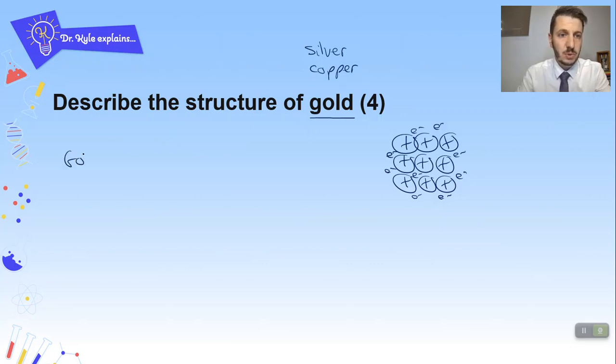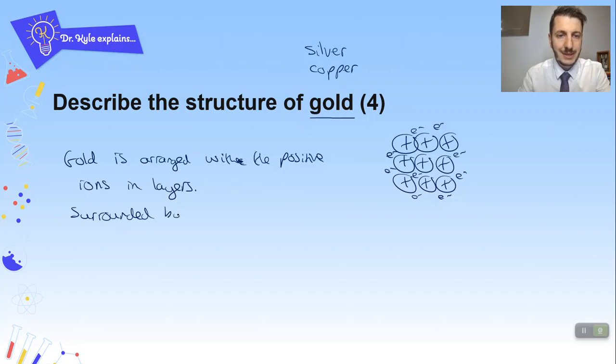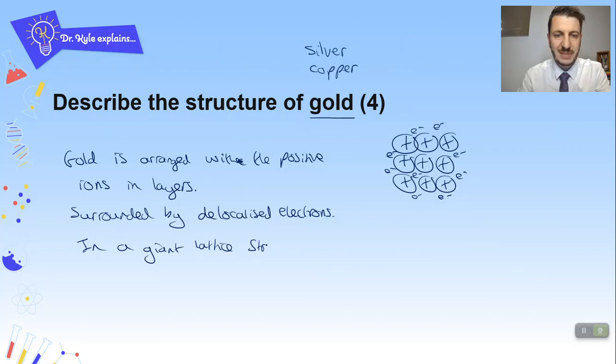So gold, or remember any metal, is arranged with the positive ions in layers, surrounded by delocalized electrons, in a giant lattice structure, or a giant metallic structure, you could also say. Just write metallic underneath there as well.